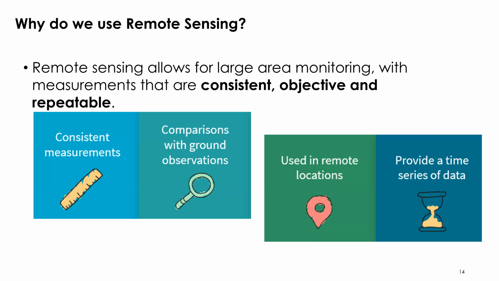So what is the benefit of using remote sensing data and satellite imagery in particular? It really allows for looking at large areas, and it allows you to look at things very consistently. So if you have the same image of an area over time, that's a very consistent measurement. You can compare the imagery with ground observations.